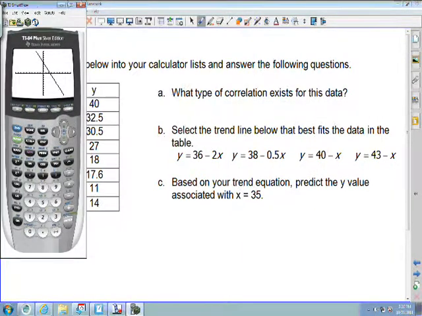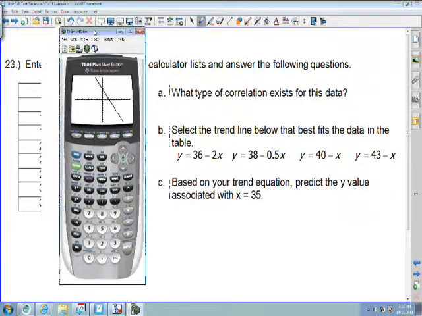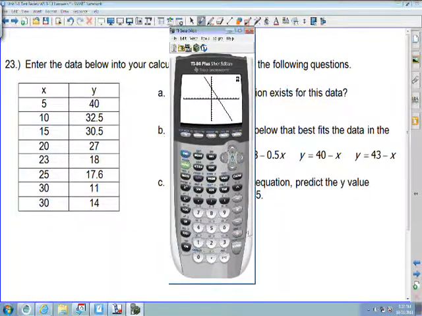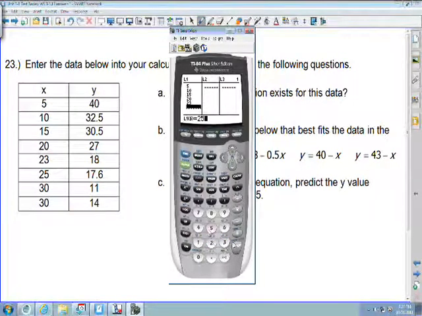Okay, so what we're going to do is we have to figure out the correlation. So let's clear our memory. Second plus 7, 1, 2. I'm going to press stat and enter. Put in there 5, 10, 15, 20, 23, 25, 30, 30.